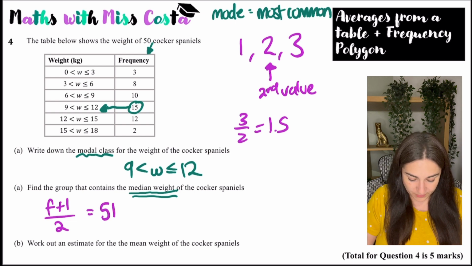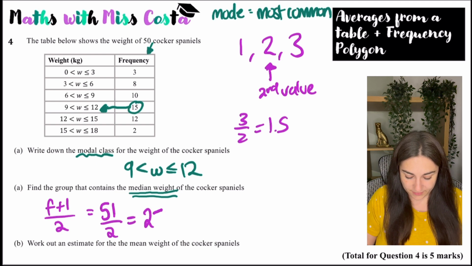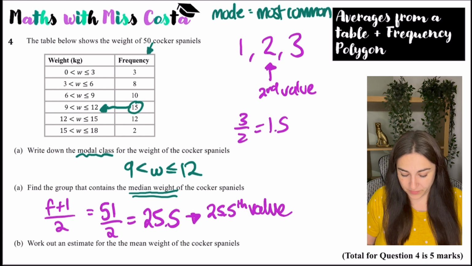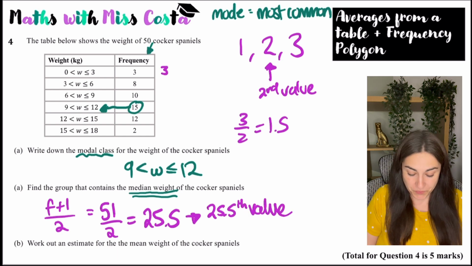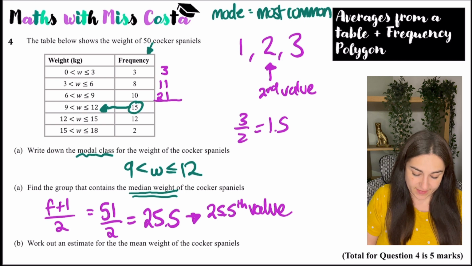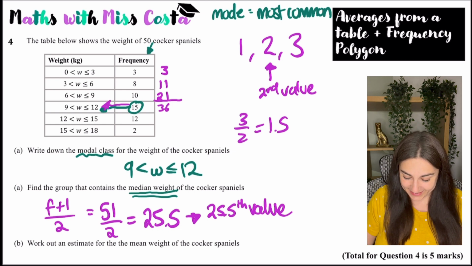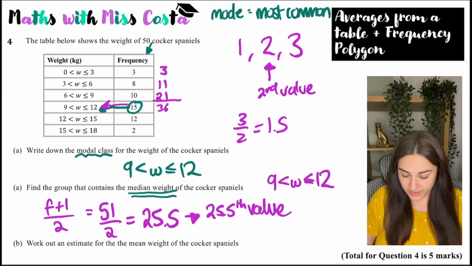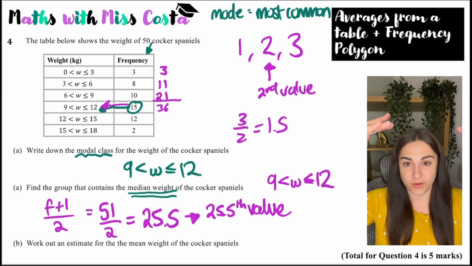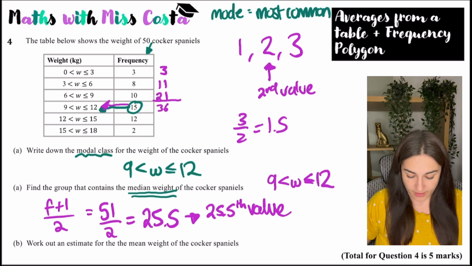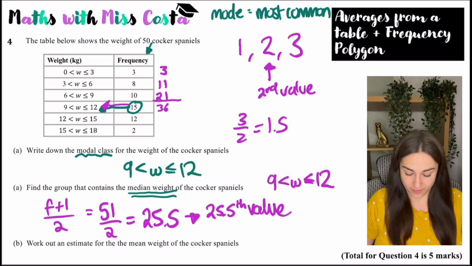So 51 divided by 2 is going to be 25.5. So I need to find where the 25.5th value would be. So I know the first 3 values are here. 3 plus 8 is 11, so the first 11 values are here. 11 plus 10 is 21, so the first 21 values are here. And then 21 plus 15, well, that's going to give me 36. So I know, once again, that the median is going to be in this class here. So wherever your value lies, all of the values are cumulative when you add them all together, and that's how you find out where the 25th one would be.